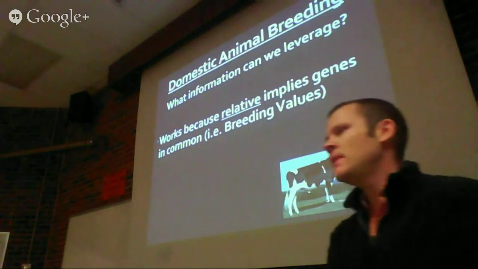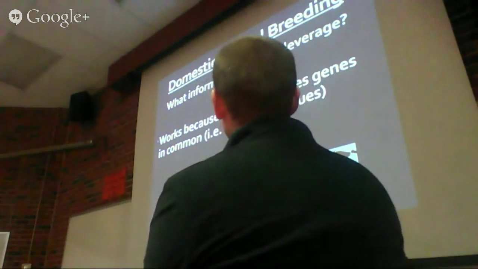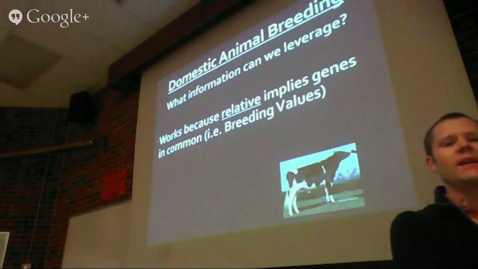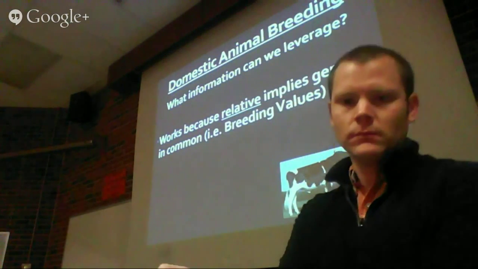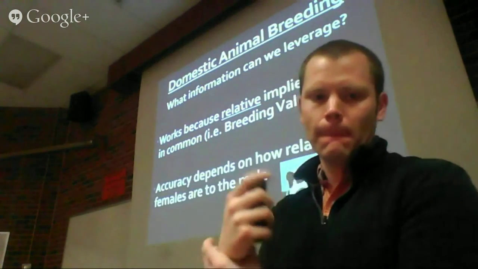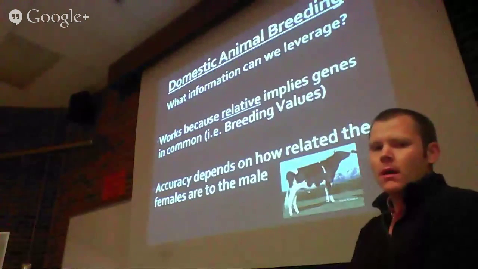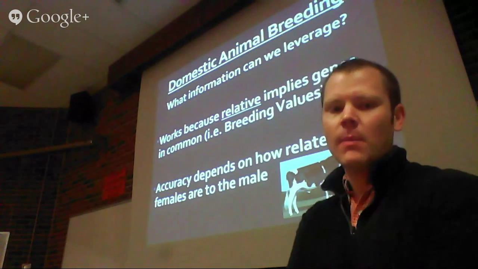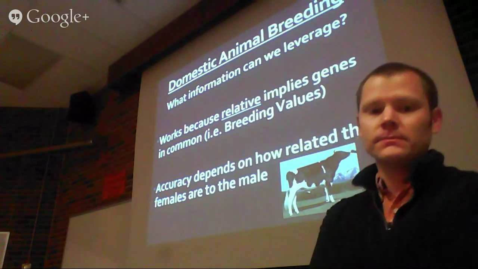So genes in common, that's essentially saying we're estimating the breeding value of that individual. So accuracy is another topic that's going to come up when we talk about breeding values.